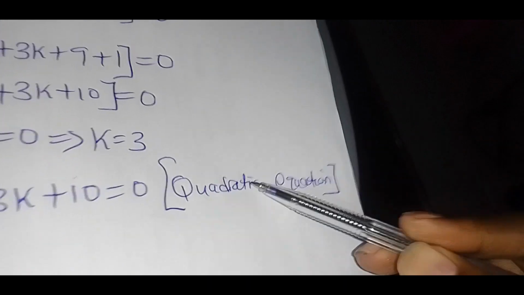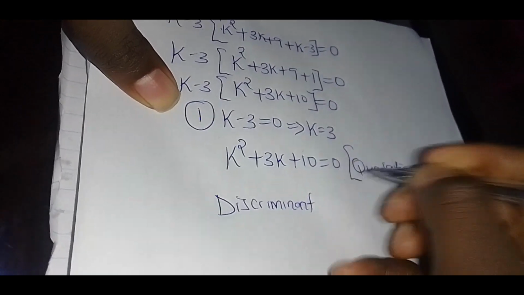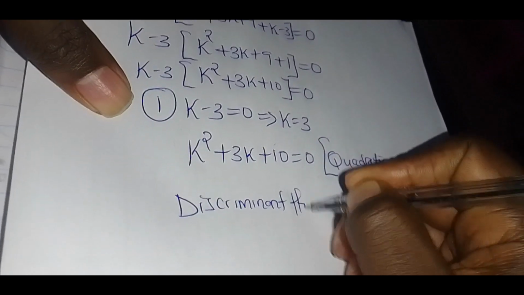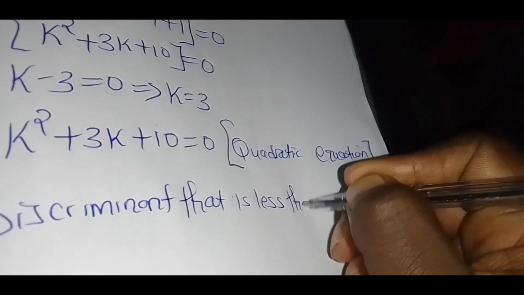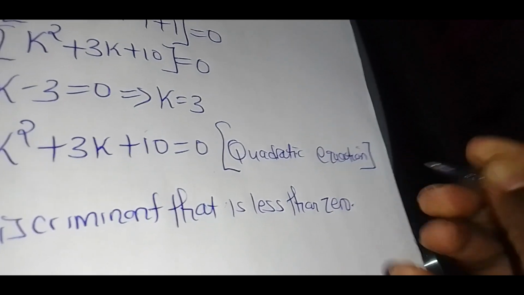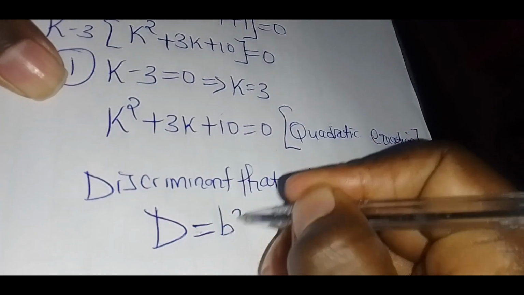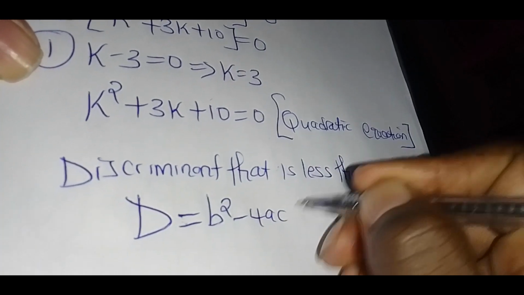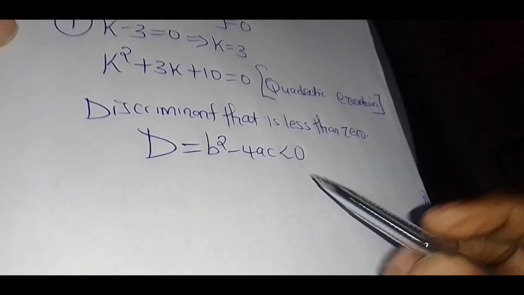This quadratic equation has what we call a discriminant, a discriminant that is less than 0. That is to mean d, which is the discriminant, is equal to b squared minus 4ac, and this is less than 0.